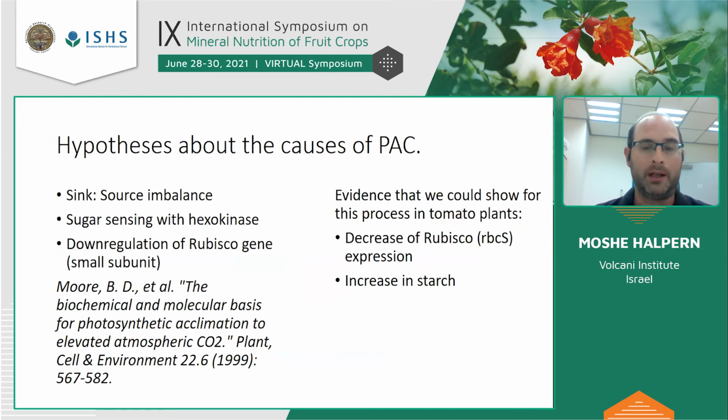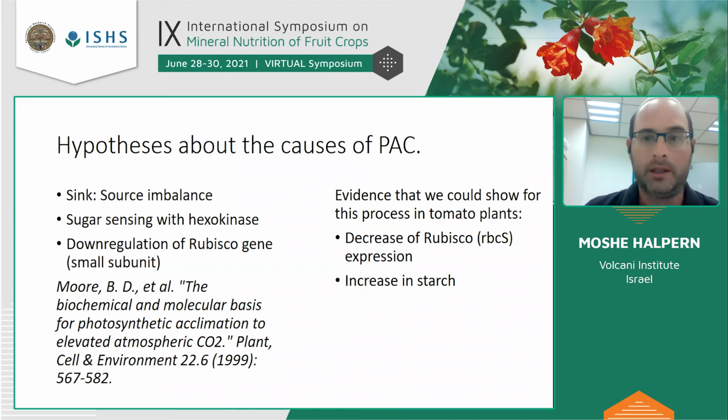Hypothesis about the causes of photosynthetic acclimation. There seems to be a sink-source imbalance. When you have more carbon dioxide, it has more photosynthesis, and then with more photosynthesis, you get more starch and more sugars, and the plant doesn't seem to be able to balance that source with a sink. It doesn't know where to put all those photosynthates. And there's a sugar-sensing enzyme called hexokinase, which tells the plant how much extra sugar they have. And then there's a downregulation of the Rubisco gene, mostly the small subunit of the Rubisco gene.